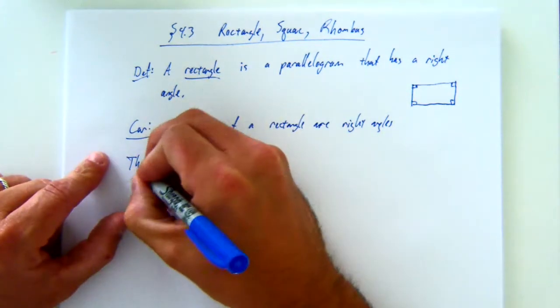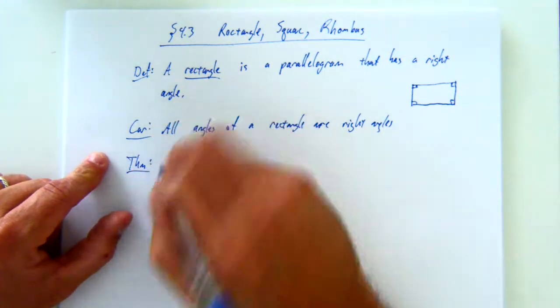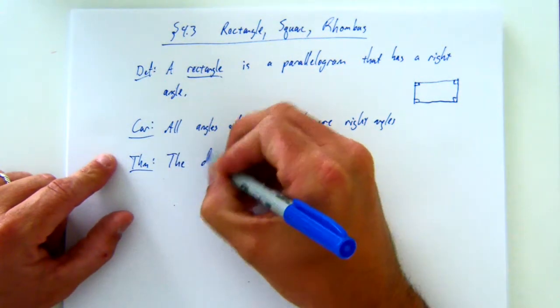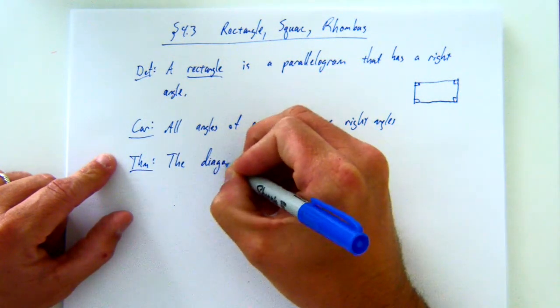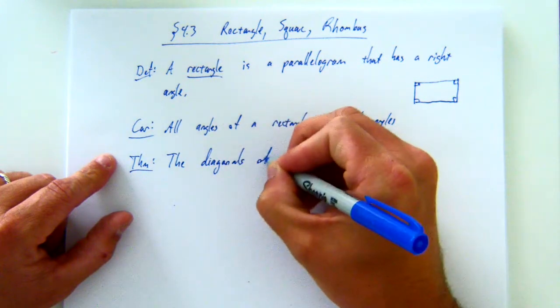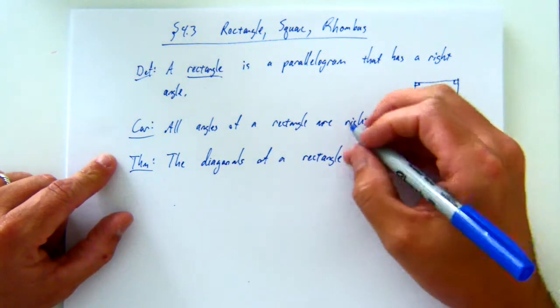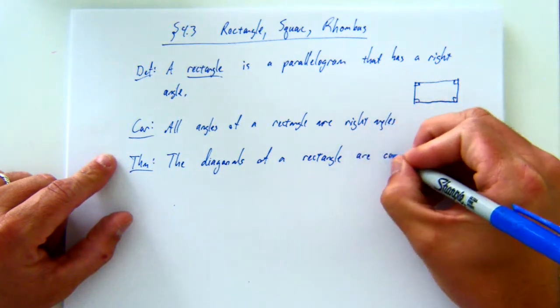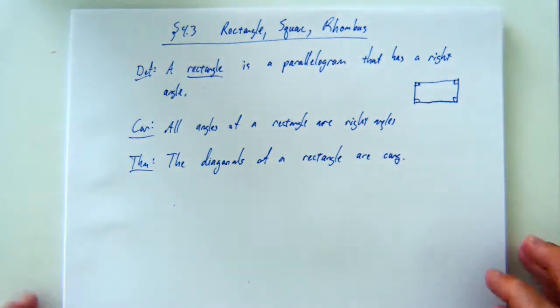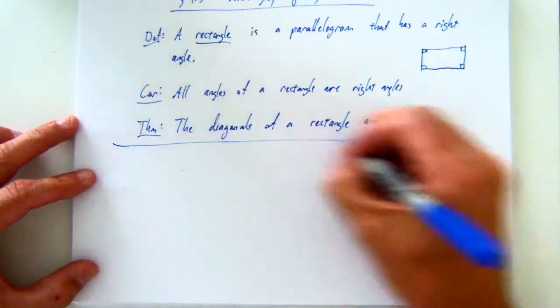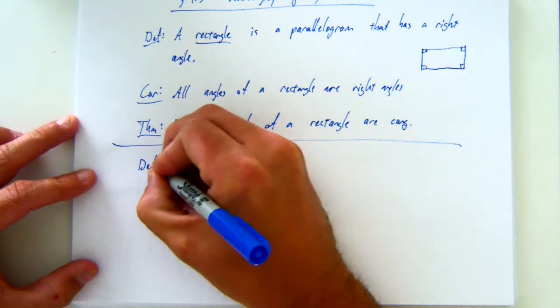A theorem about rectangles. You might use this to solve a problem. The diagonals of a rectangle are congruent. Okay. Another definition.